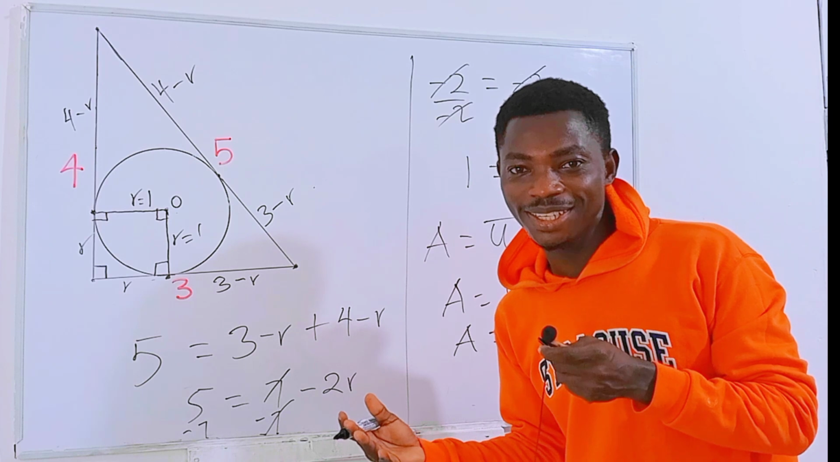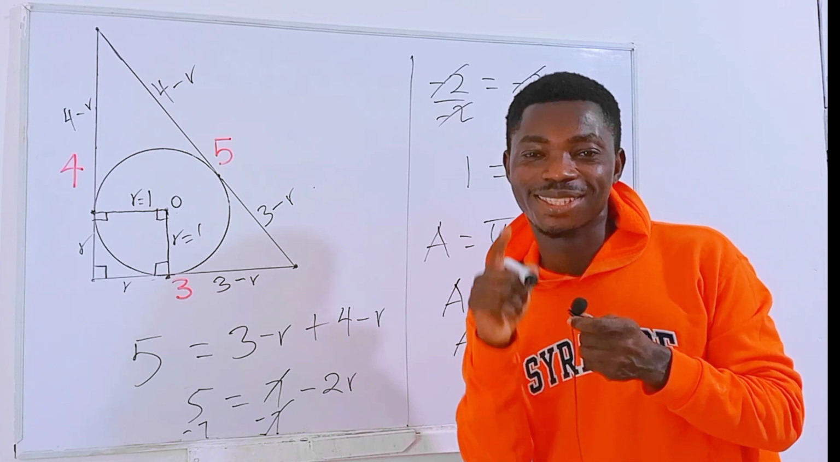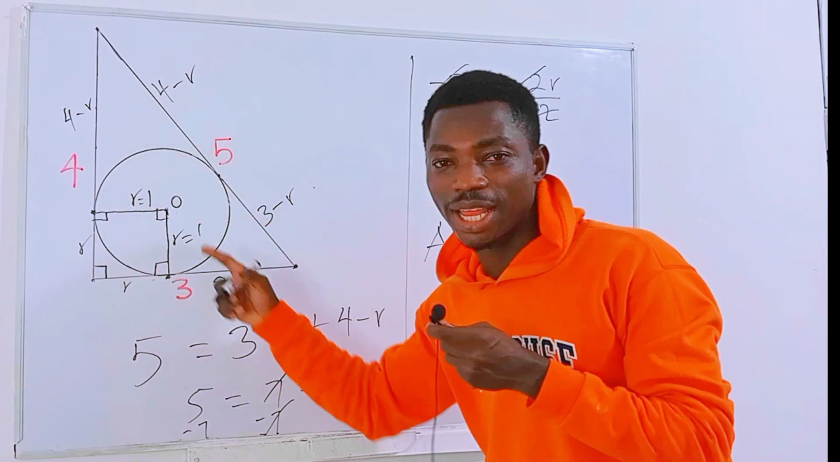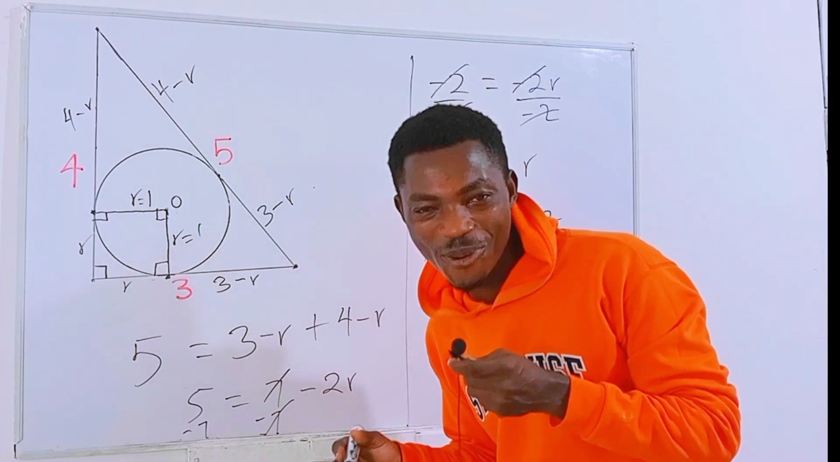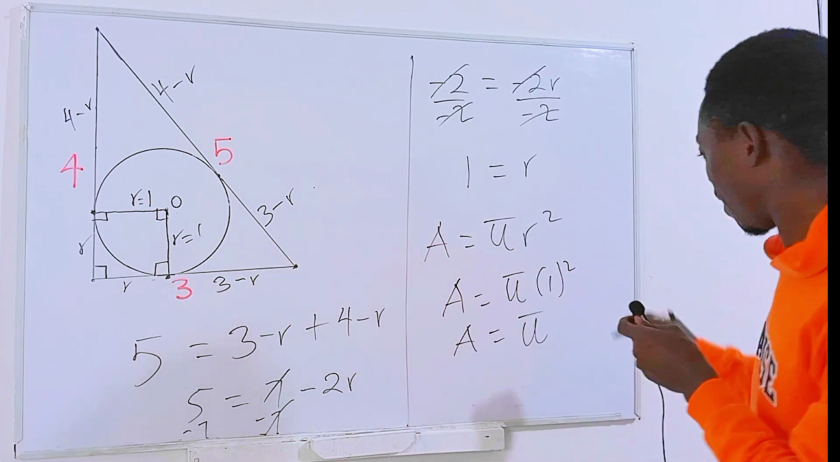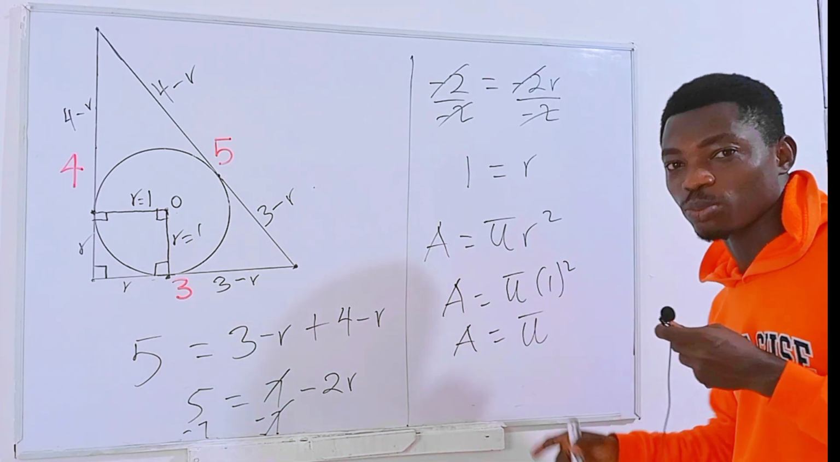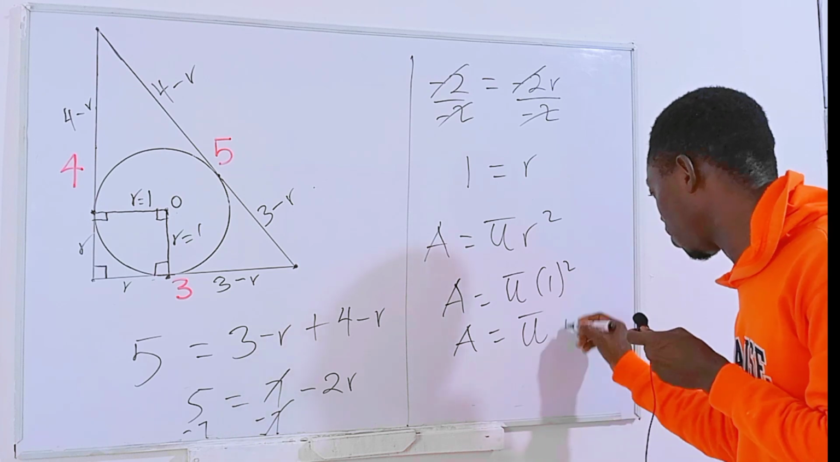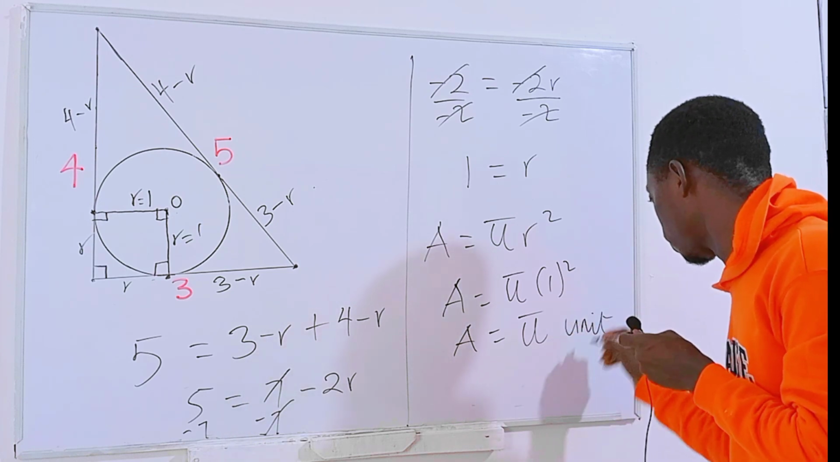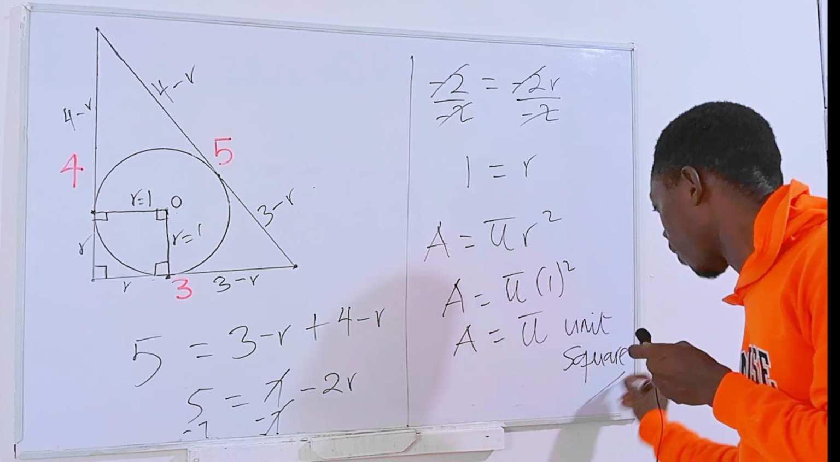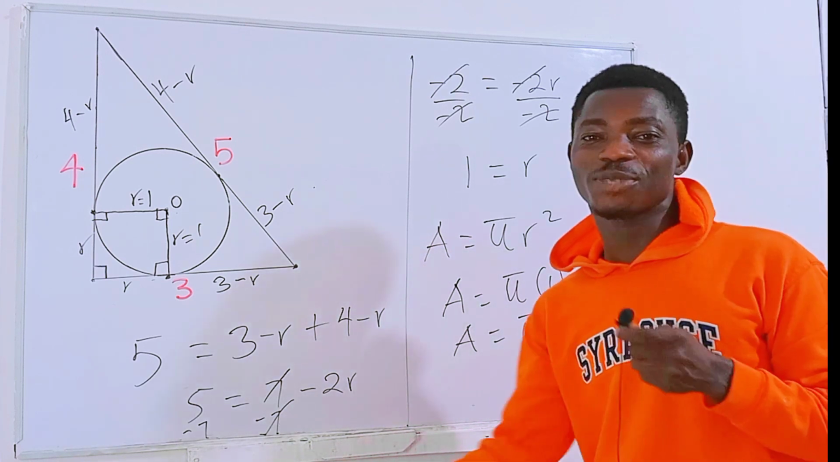Isn't this interesting? That is why I'm saying that math is for fun. Consider this one. This whole circle here in the area is pi. Cool and nice, right? Yeah, but we're talking about area. We shouldn't leave it just like this. In fact, you're supposed to add a unit. So let's say unit square. Unit square. You're talking about area. And that is pretty much it.